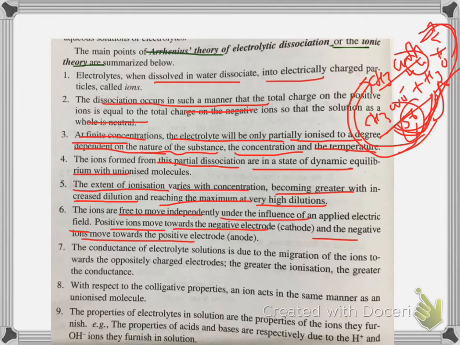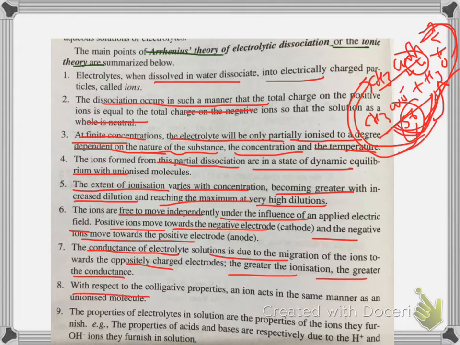Seventh one, the conductance of an electrolyte solution is due to the migration of ions towards the oppositely charged electrode. The greater the ionization, the greater the conductance. That is also good. When an electrolyte is dissolved in water, it dissociates into oppositely charged ions and they migrate towards the oppositely charged electrode. This migration or movement of ions is responsible for the conduction. If an electrolyte undergoes greater ionization, greater will be the number of ions and greater will be the conductance.